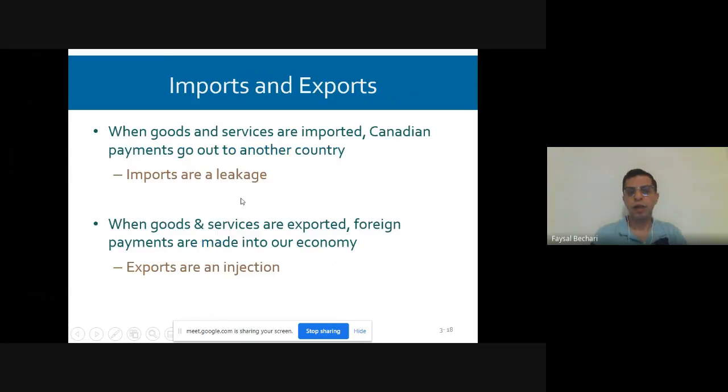which will do the investment into the business. Now, when we come to imports and exports, and I'm going to add a few videos on imports and exports: when a good or service is imported, Canadian payment goes out to another country. So imports are a leakage because the money goes out to another country. Now, when goods and services are exported to outside, foreigner payments, money comes inside the country, which is export, an injection. The investment is reversed. We will talk about it later.